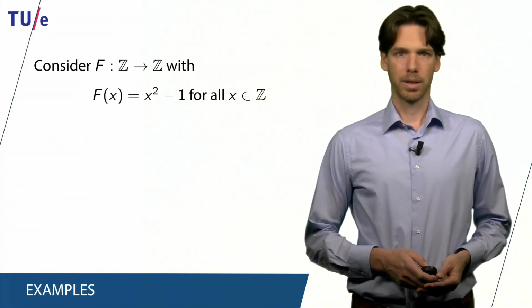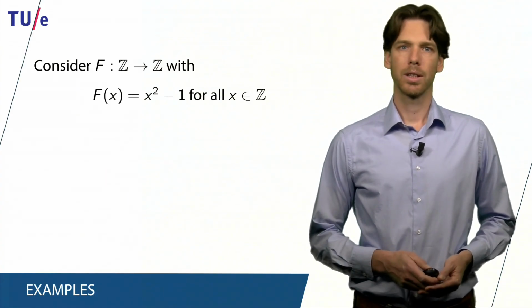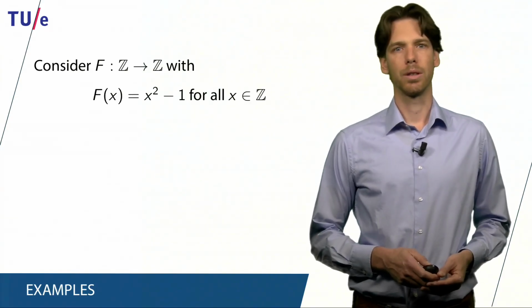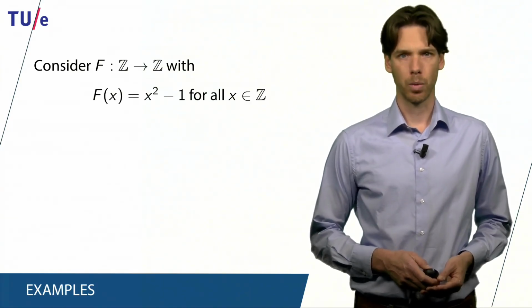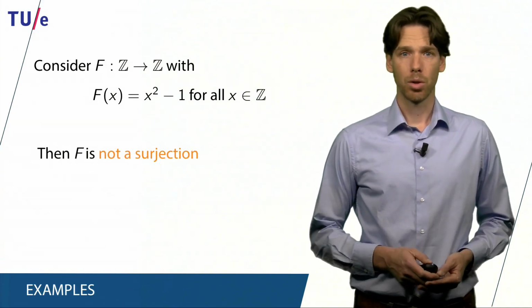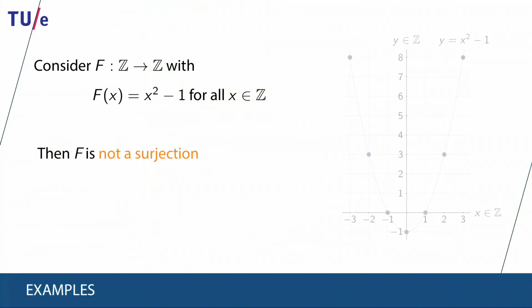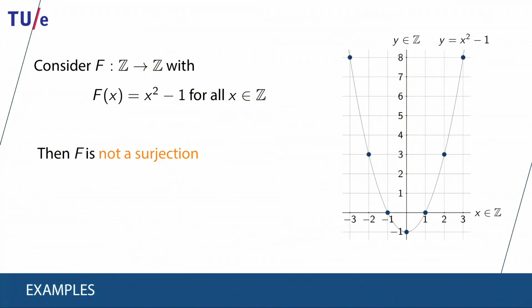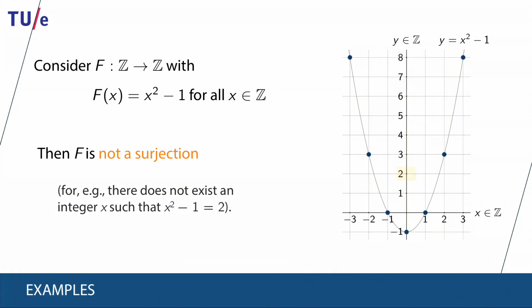Let's consider a couple of examples. First, let's consider the mapping f from integers to integers, defined by f of x is x squared minus 1 for all integers x. Then this mapping is not a surjection. This can be easily seen by considering the Cartesian graph associated with the mapping. Note that, e.g., the number 2 has no incoming arrow, since there does not exist an integer x such that x squared minus 1 equals 2.